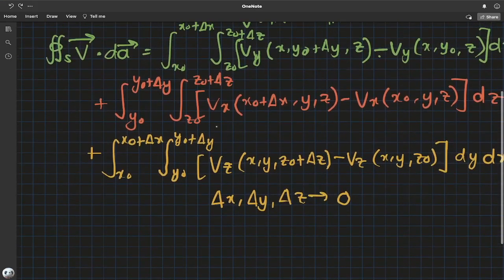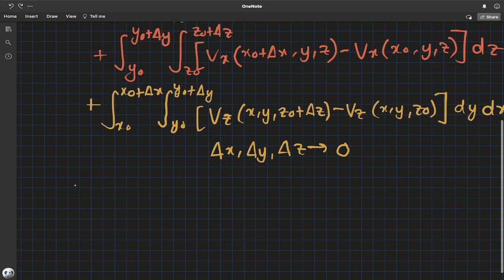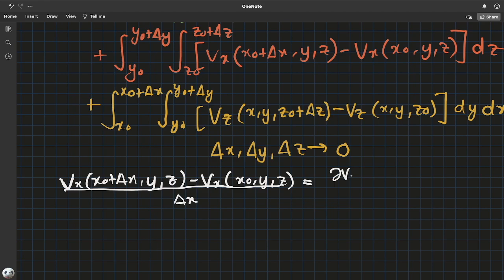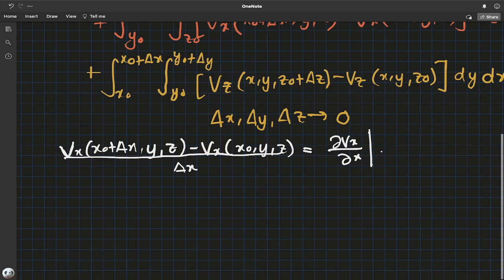Okay, so if we closely observe these differences, let's notice the difference in x first in this limit. Well, you notice that v_x evaluated at (x naught plus delta x, y, z) minus v_x at (x naught, y, z), divided by delta x, is equal to the partial derivative of v_x with respect to x evaluated at (x naught, y, z).